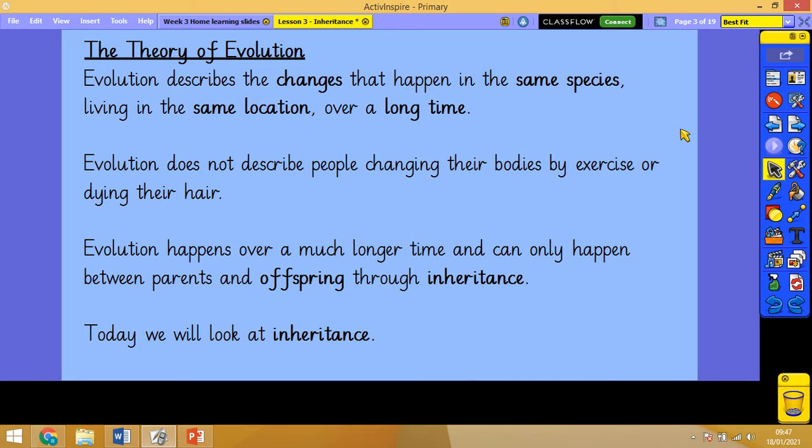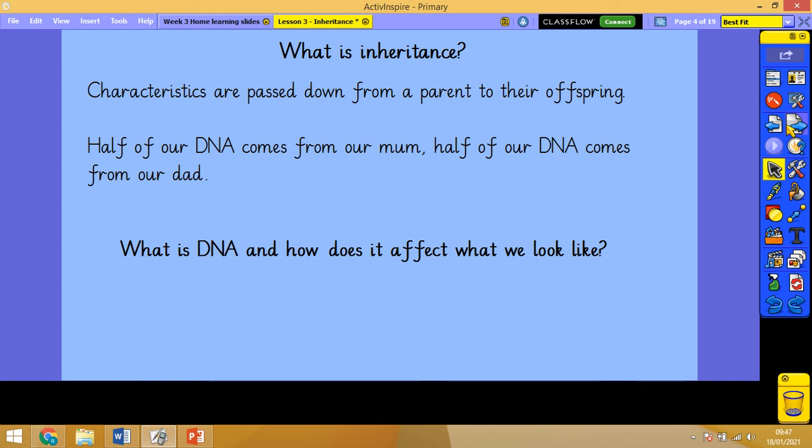Evolution happens over a long time and can only happen between parents and offspring through inheritance. So obviously, you know that two parents are needed, and when they have babies, that is called offspring, or progeny sometimes. And inheritance is what we are going to look at today. So, what is inheritance? Certain characteristics are passed down from a parent to their offspring. An easy way to think about this is eye colour. The colour of your eyes is inherited from your parents.